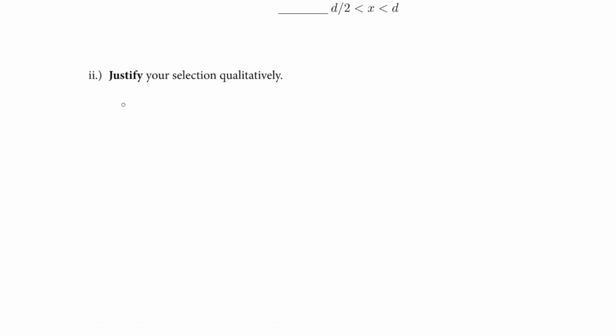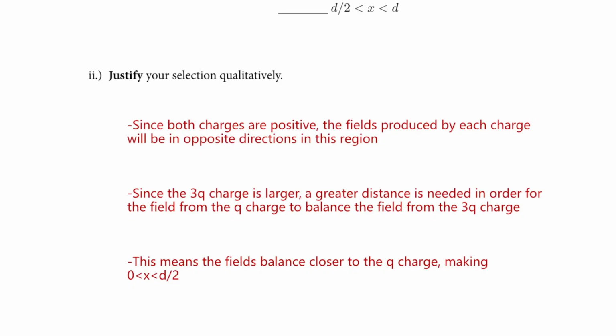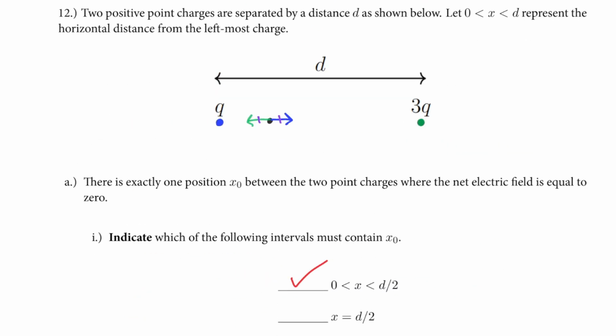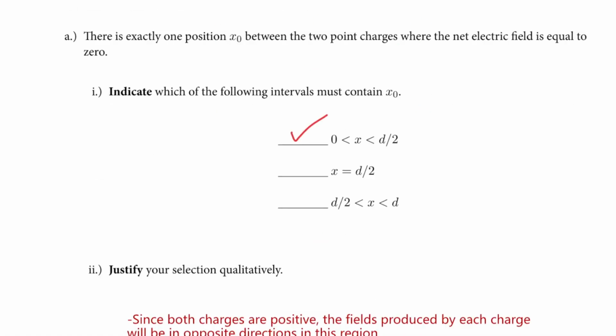Let's see what me from the past said. Since both charges are positive, the fields produced by each charge will be in opposite directions. The 3Q charge is larger, so you need to get farther away from it to generate the same field as the plus Q. So the balancing point is closer to the left. So let's derive an expression. Let's solve this, and hopefully we are correct.